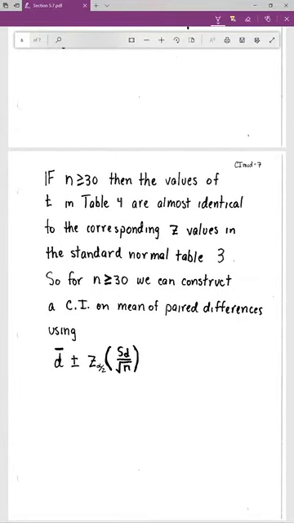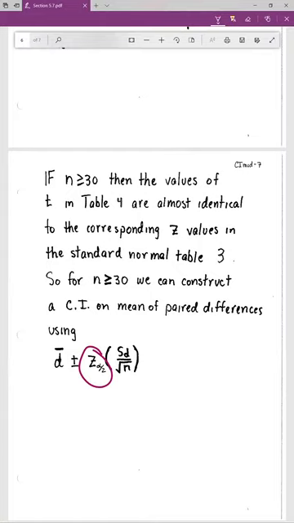One special note about this, if our sample size is greater than or equal to 30, then the values of our t-distributions are almost identical to the corresponding z-values, which I have mentioned in the past that once we get to 30, t essentially becomes z. So when our sample size is greater than 30, that means we can construct our confidence interval using our z alpha over 2 in lieu of our t critical value.